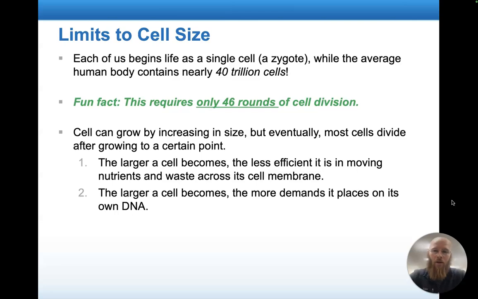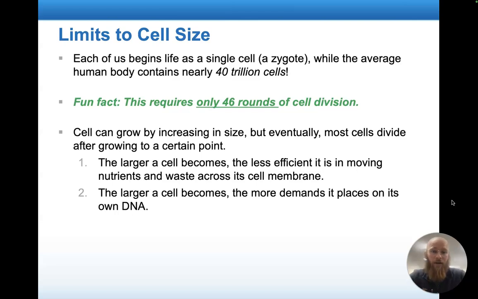Now, we're going to start by acknowledging that each of us as human beings begin as only a single cell, a zygote, a fertilized egg, where a sperm will fertilize an egg. That is the first cell that creates us. And the average human body would end up containing nearly 40 trillion cells. So we're going to go from a single cell to 40 trillion.